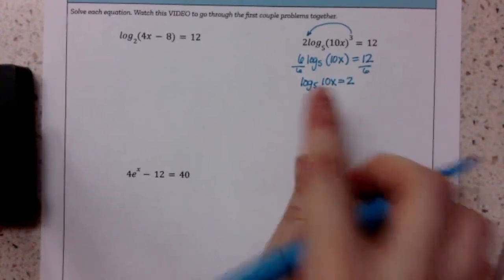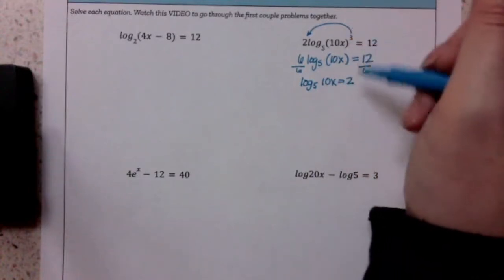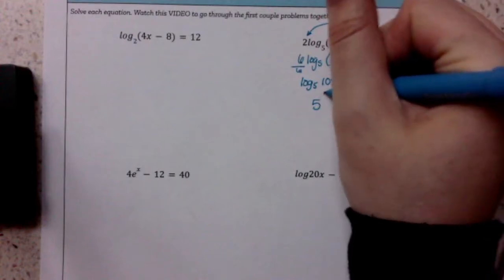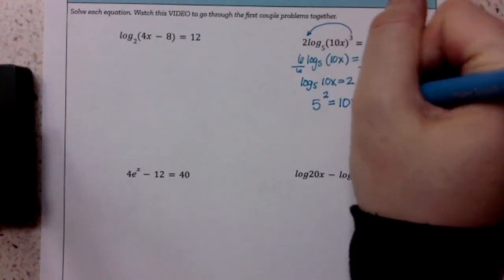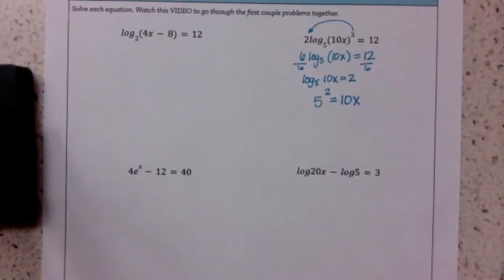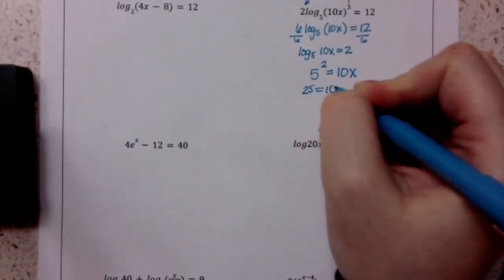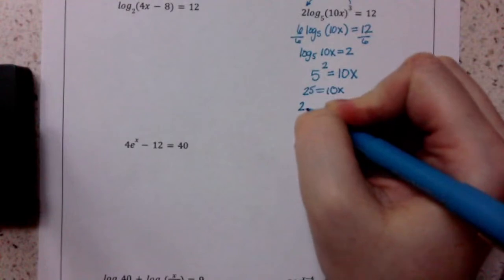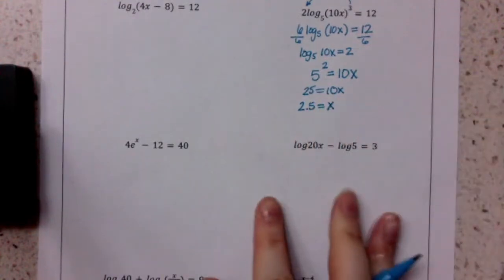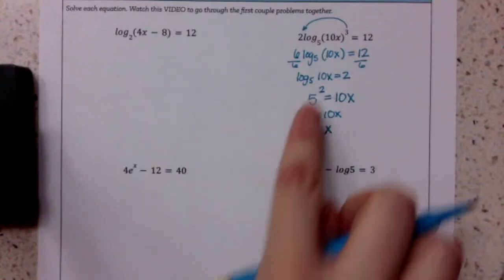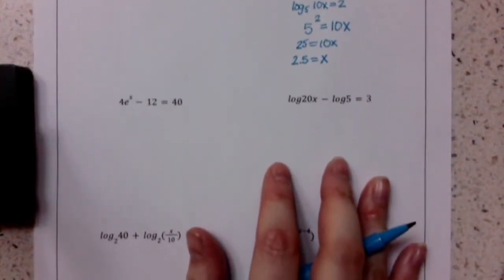Once your log is alone, then you can change this to exponential form. So 5 is our base, and then these switch spots. We can simplify it from here. 5 squared is just 25, and then divide both sides by 10 to get an answer of 2.5. So whenever you see a log, get rid of everything else, get the log alone, change it to an exponent.